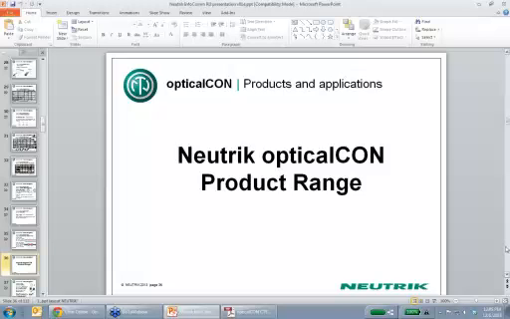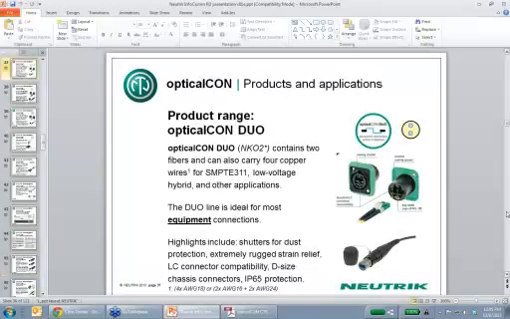Good. I've beaten everyone into submission. All right, so let's talk about opticalCON. This is Neutrik's solution, and there's some other solutions out there. I talked about Kings and Stratos. There's some solutions from companies called Limo, Canary, and some other ones as well. So we're not the only players in the space, but I do want you to know what opticalCON has to offer and what opticalCON is really all about.